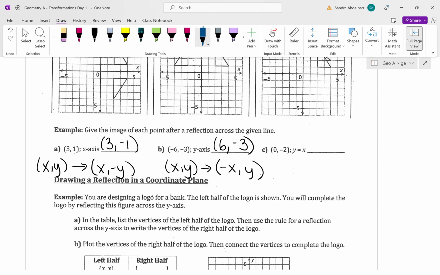And lastly, we're taking the point (0, -2), and we're reflecting it over the line y equals x. So that's saying switch your x and y coordinates. So if I have the point (0, -2), after reflection over the line y equals x, we're going to have the point (-2, 0).